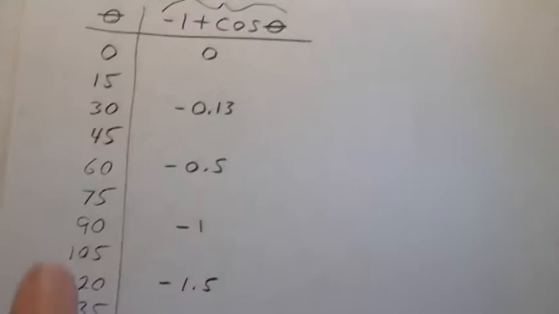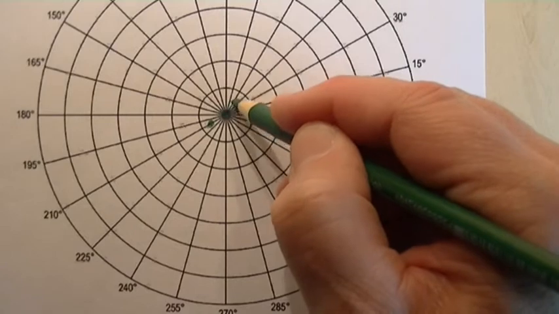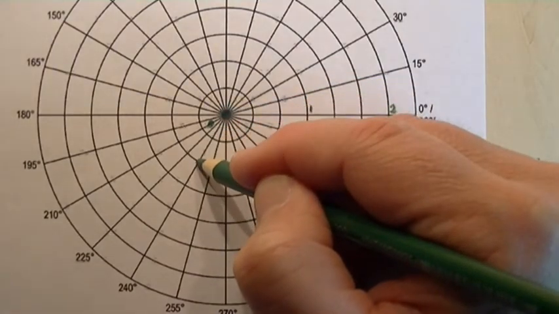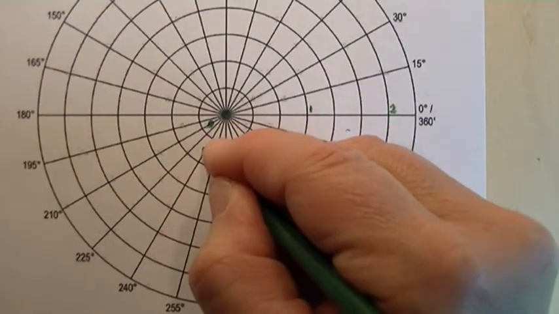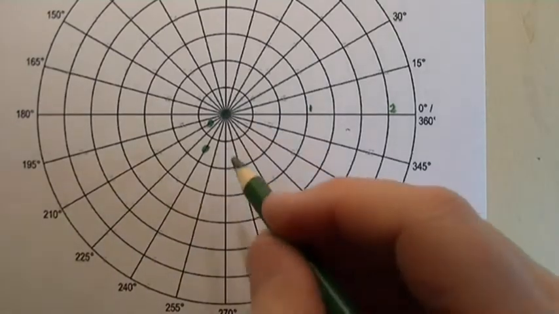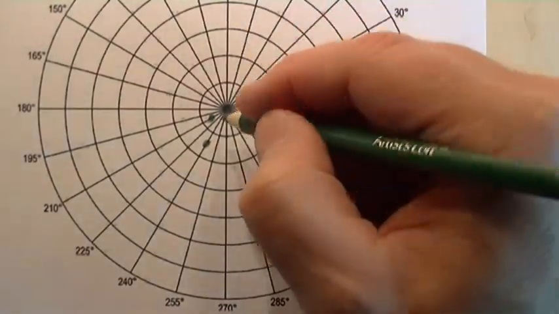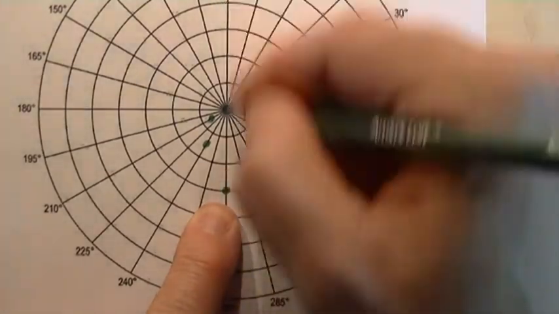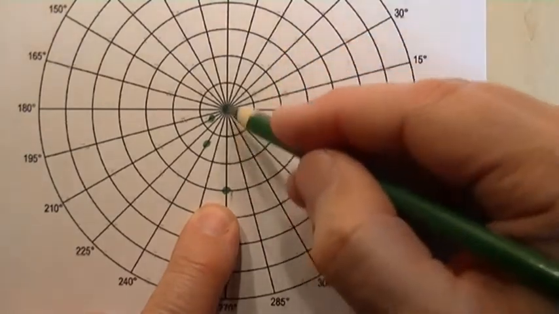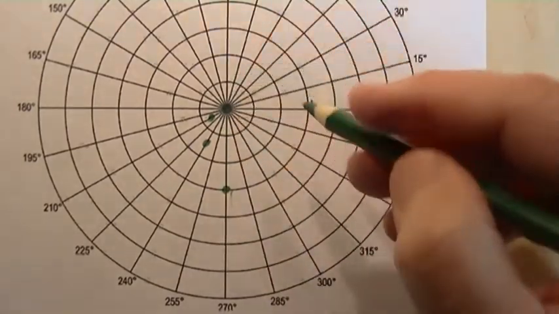The next one, 60, negative a half. So at 60, because I'm negative, I'm going to go a half, and halfway to 1 is right here. Okay, the next one, 90. I'm negative 1. So at 90, I actually go all the way to 1. Remember, I'm going the opposite direction. Instead of going toward 90, I'm going the opposite direction. So you can see we've already got a little curve going here.